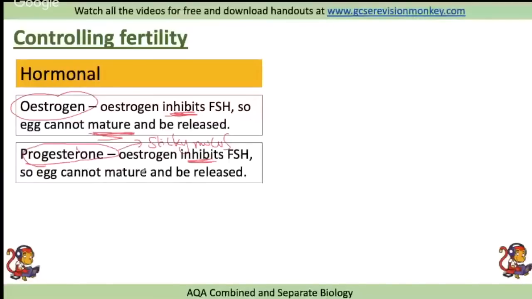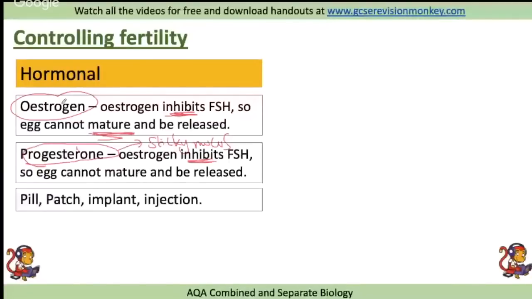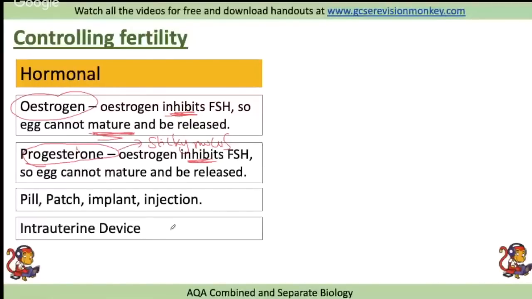Now, you could put one or the other or both of those hormones into a pill, a patch, an implant, or an injection. So these are our hormonal examples of contraception. You could also use an intrauterine device, otherwise known as a coil. This one is inserted into the woman's uterus and it will release hormones.